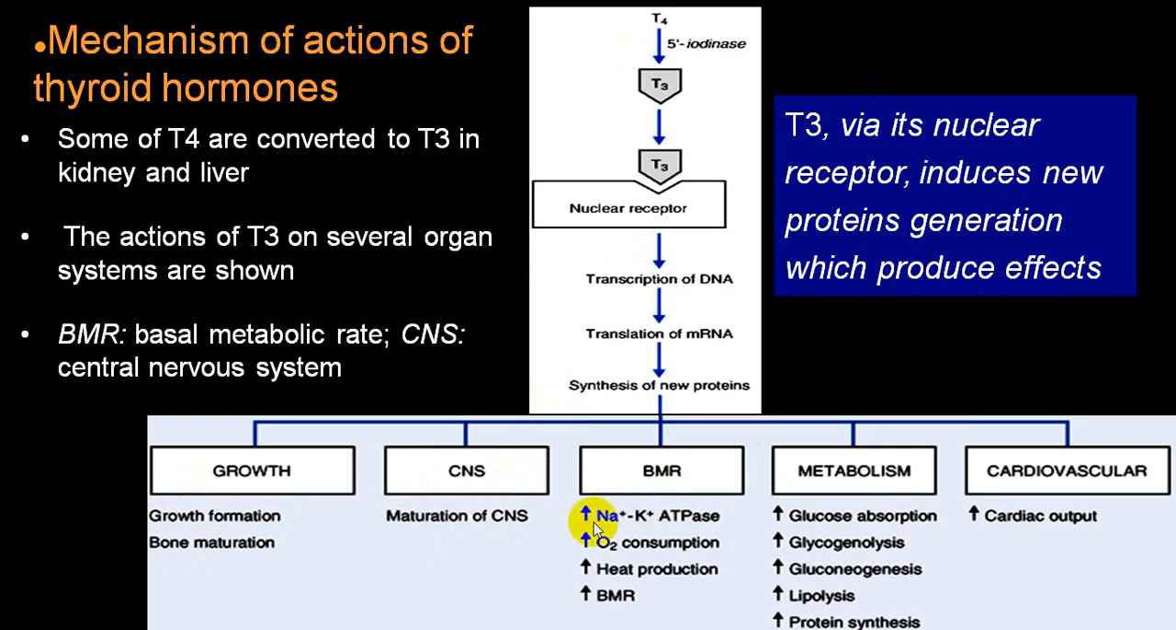It increases the BMR by increasing sodium potassium ATPase. It increases the oxygen consumption, heat production, and increases the BMR, and this helps in maintaining your body temperature. As far as glucose metabolism is concerned, it increases the absorption of glucose from the GI tract, so it increases the glucose level. It produces glycogenolysis by the liver, by which glucose level is also increased. It increases gluconeogenesis by the liver, which also increases the glucose level.